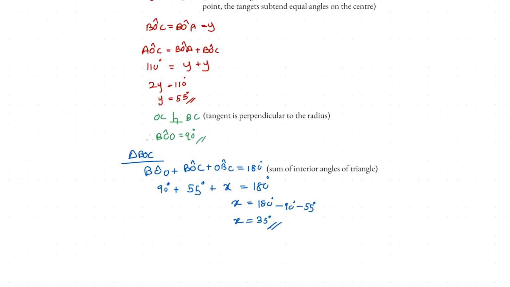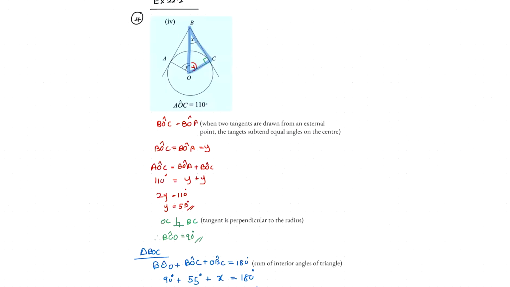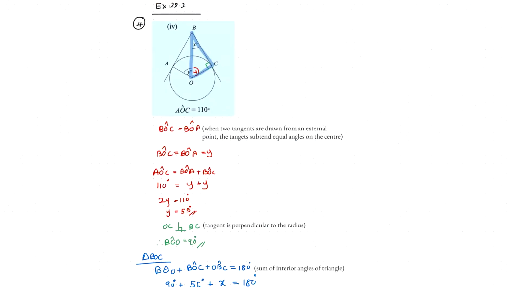Did you all understand this, kids? Okay, can you all quickly write this down? Make the question, diagram, exercise 22.2, fourth question, fourth Roman number, answer. Make it fast.